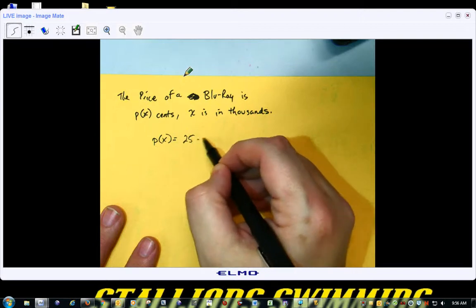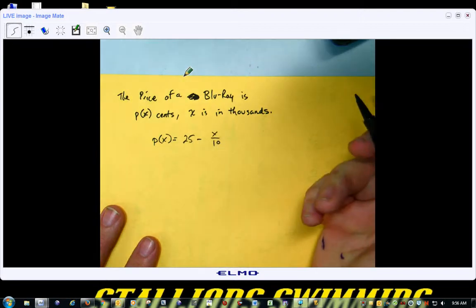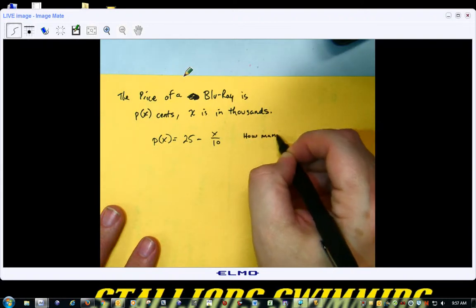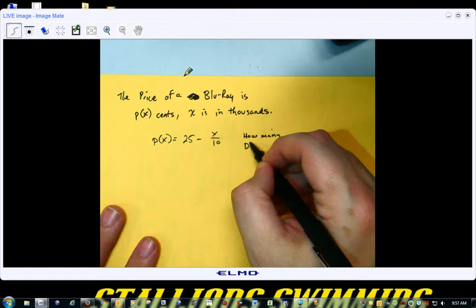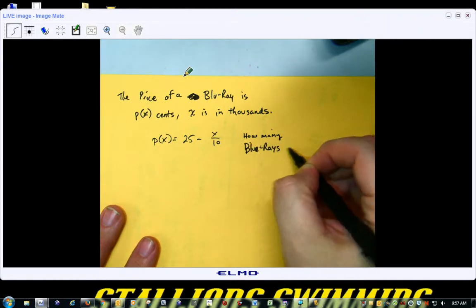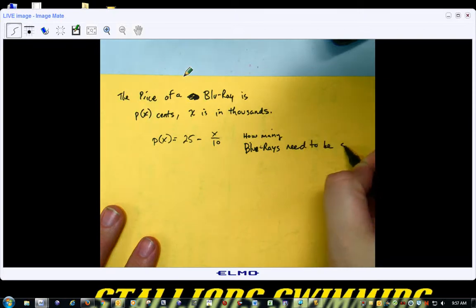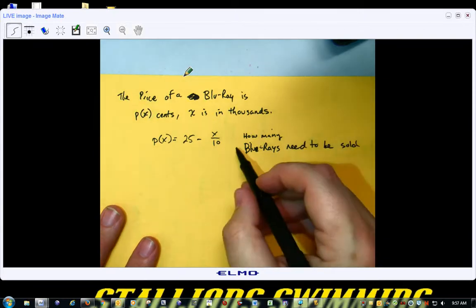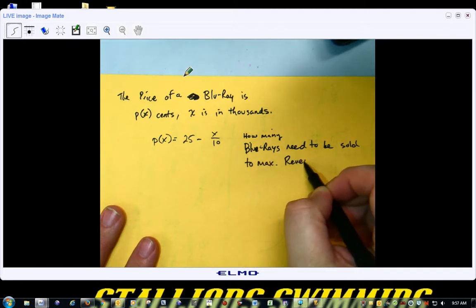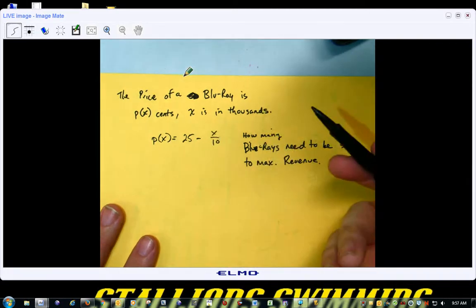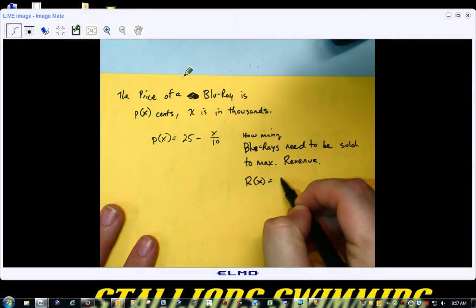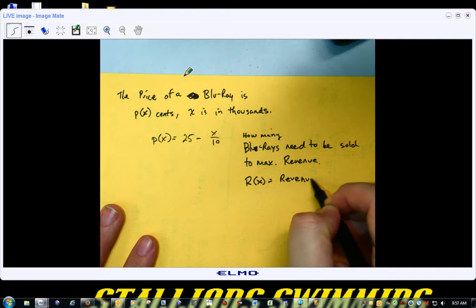And it says, how many Blu-rays need to be sold? Yeah, to maximize revenue. Now, the problem is they don't give you a revenue equation, do they? R of X, if that's equal to revenue, R prime of X is equal to P of X, which is your price equation.